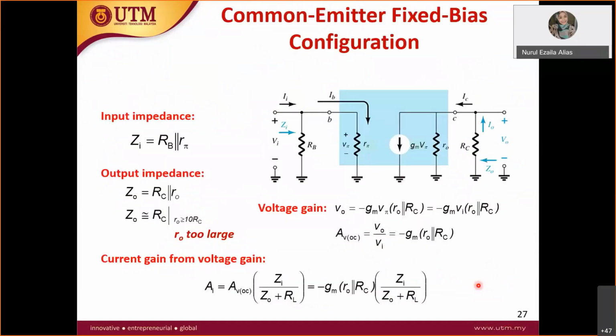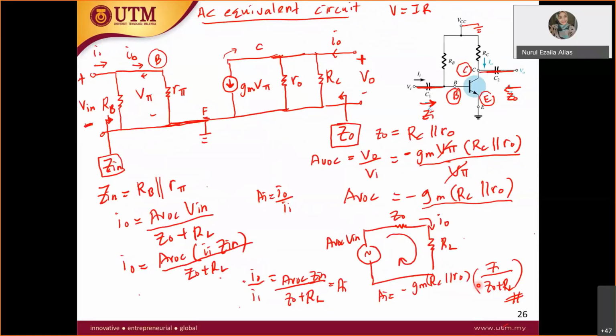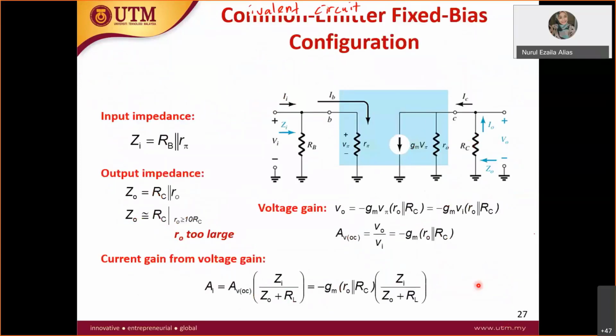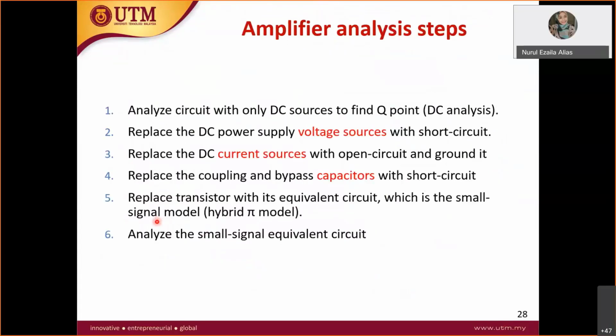Basically, the formula here we already derived it all here. Usually r naught is very, very big. So if you put RC parallel with r naught, like mega, you will get Z out equivalent to the RC. But if you do straight away parallel these two, no problem. Basically you will get almost equal to the RC value. All right, so the amplifier step analysis.